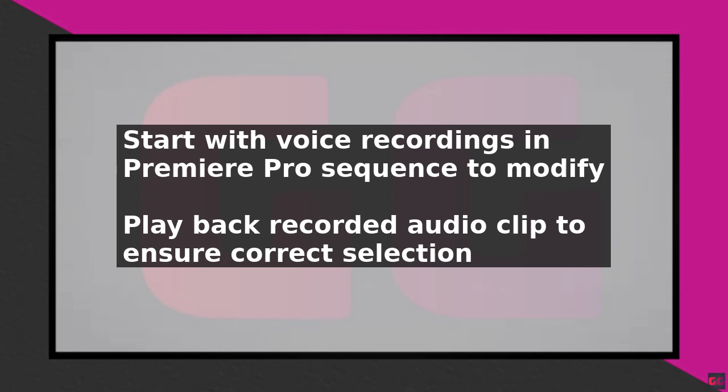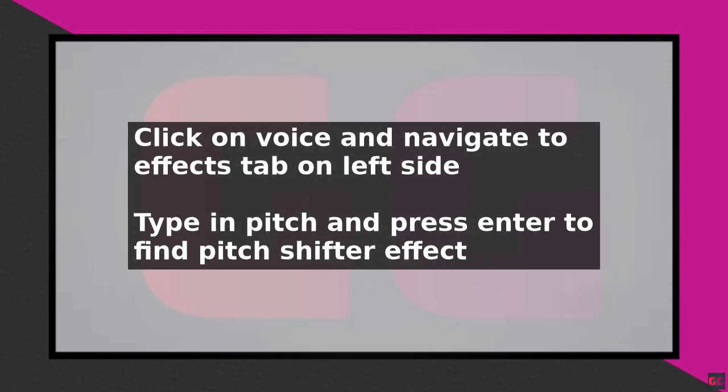Then look for the pitch shifter under Audio Effects, Time, and Pitch. You can either double-click the pitch shifter or hold and drag it onto your audio clip. After adding the pitch shifter, go to the Effect controls and find the pitch shifter. If it's not immediately visible, scroll up or down until you see it.